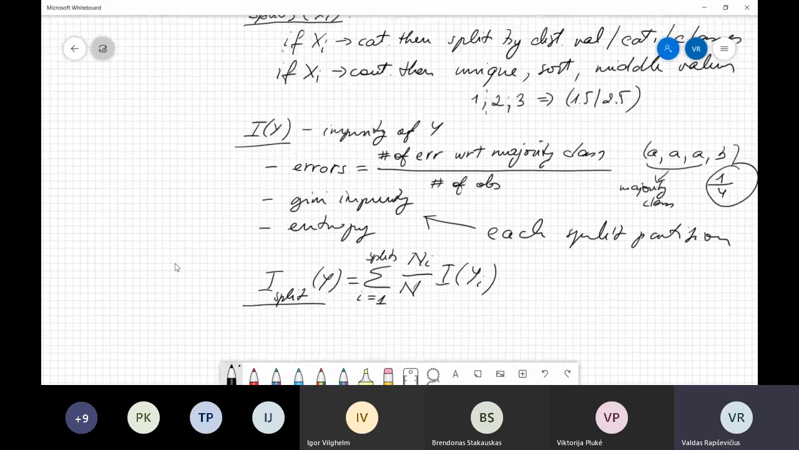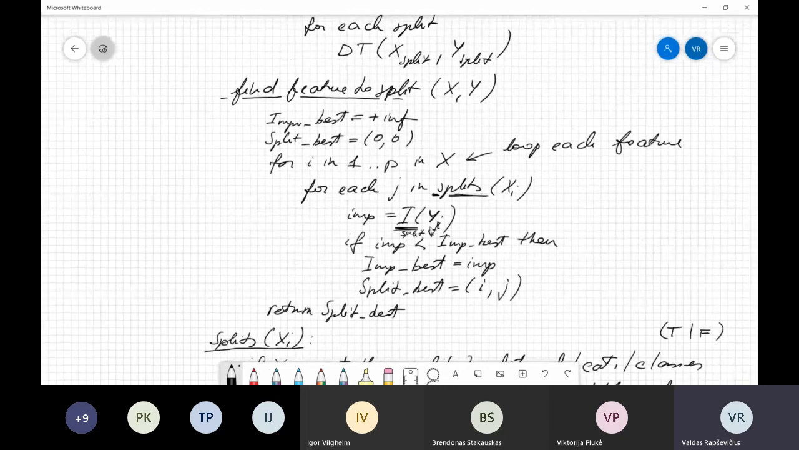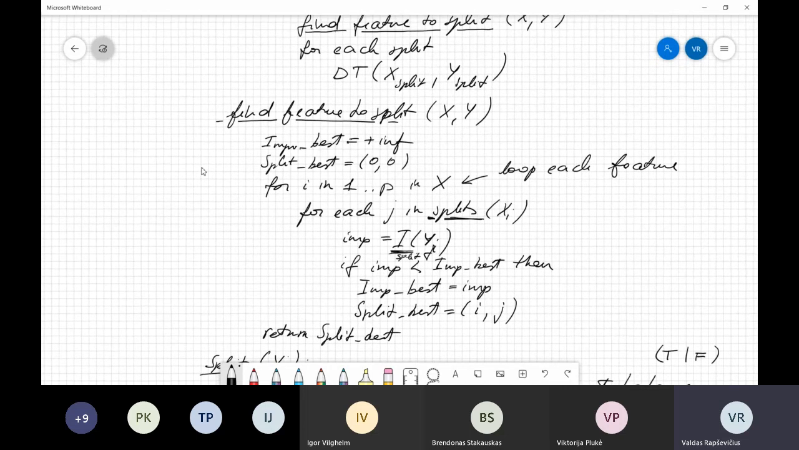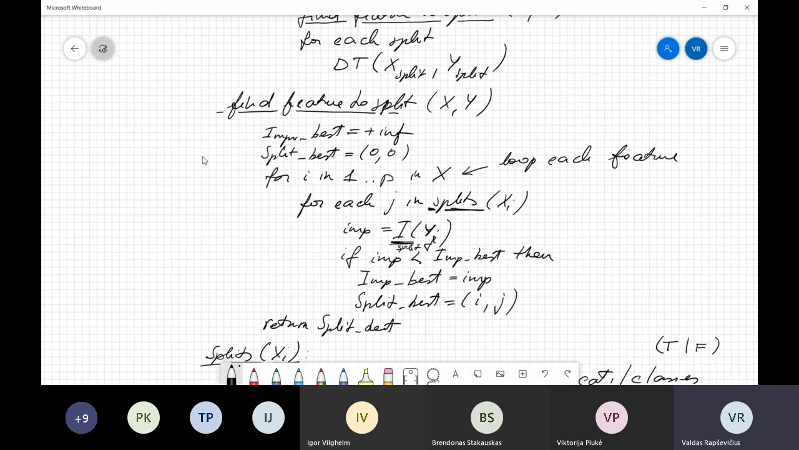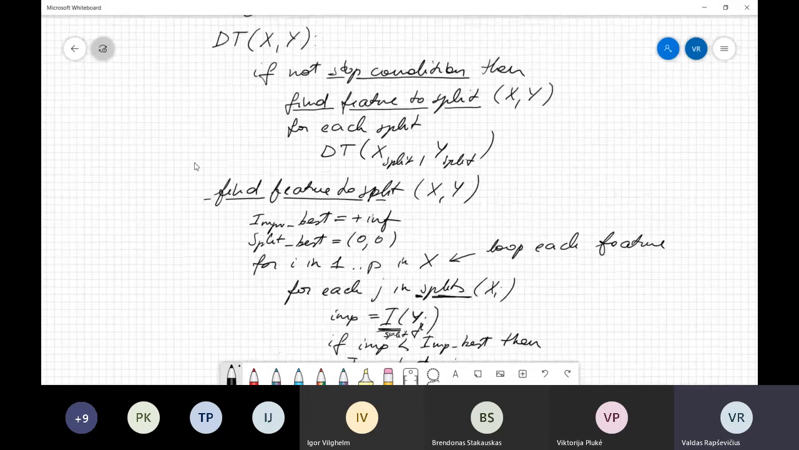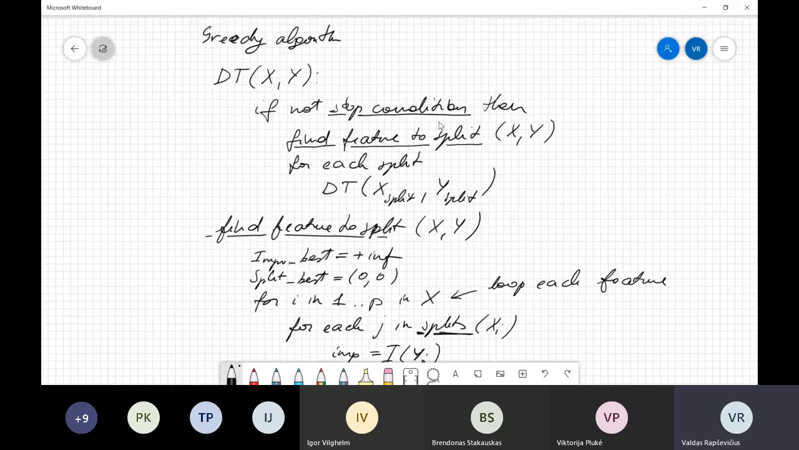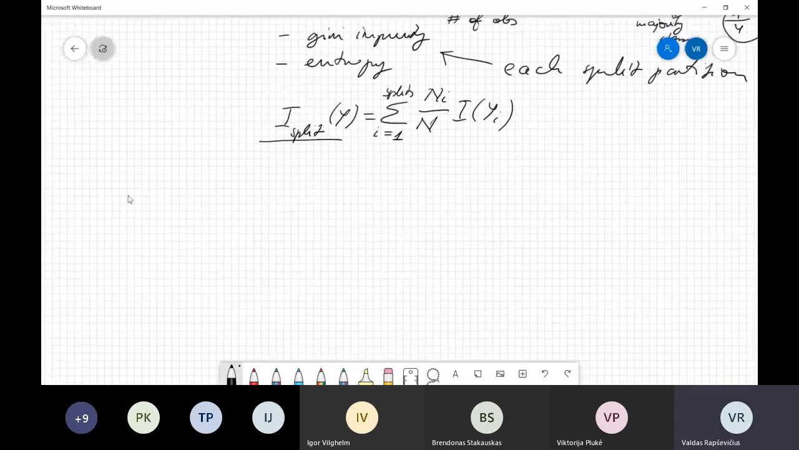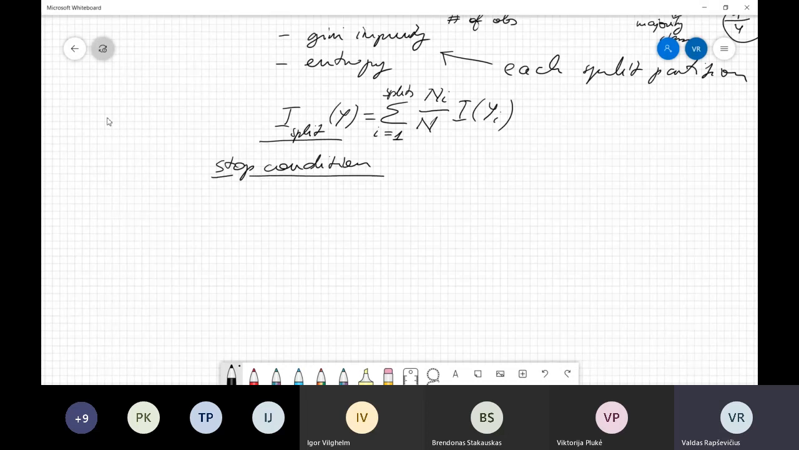So now what's left? We have the impurity of the split calculated, and we have the splits calculated. So this is find feature. And now we need to look into the last thing that's left, the stop condition for the algorithm. Again, we have options.